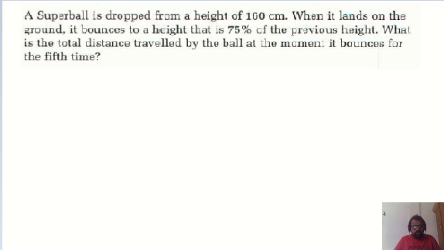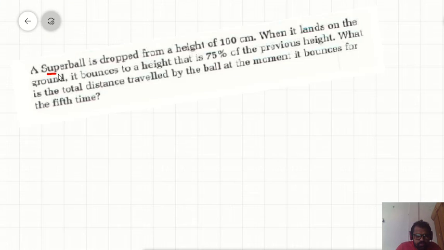A super ball is dropped from a height of 100 cm. When it lands on the ground, it bounces to a height that's 75% of the previous height. What is the total distance traveled by the ball at the moment it bounces for the fifth time? A good strategy is to draw a diagram.